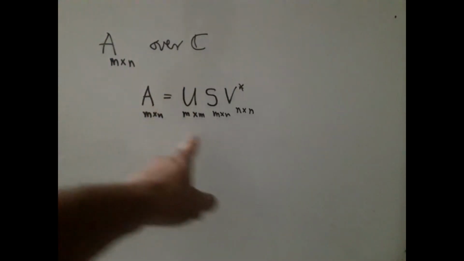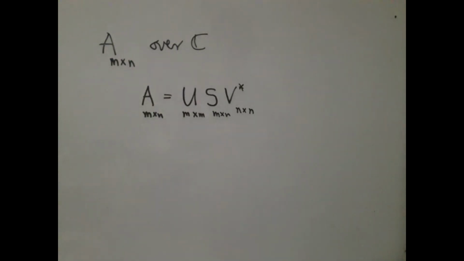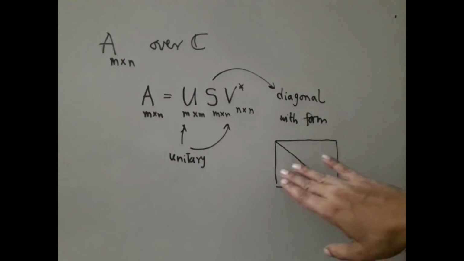Notice that U is a square matrix, so is V star, and S has the same size as the original matrix A, where U and V are both unitary matrices and S has this form. I call it a diagonal matrix, but it need not be a square matrix. By diagonal I mean it could be that this is larger or that is larger. The diagonal entries are the only non-zero entries. They occur all at the beginning of the diagonal, followed by zero entries, everything else zero.